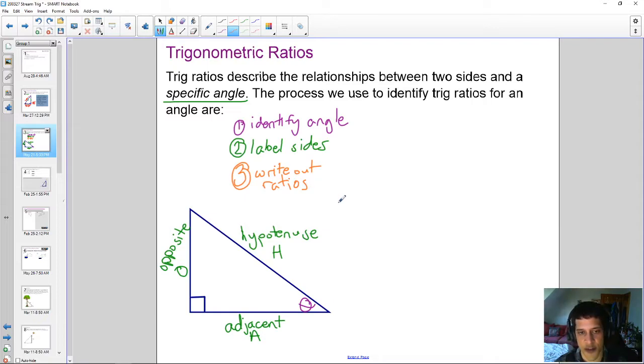Okay? And we have three primary trigonometric ratios, okay? The first ratio is going to be called sine, okay? And that one we write like this, sine theta, okay? Sine of whatever our angle is, okay? We always shorten it to a 3-letter version, okay? And that's going to be equal to the opposite side over the hypotenuse. It's a ratio, so it's a fraction. Opposite over hypotenuse.